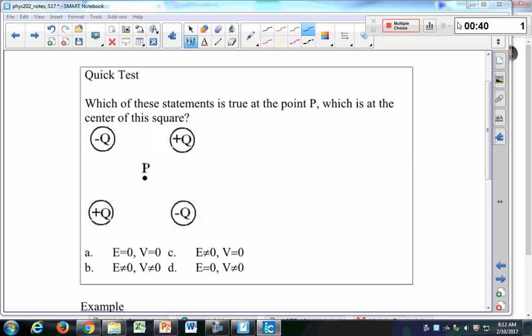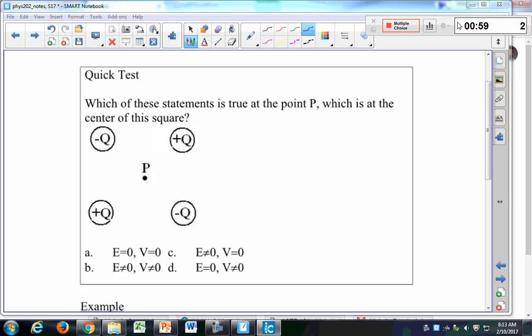So what you want to do here is ask yourself, do the potentials all cancel out at point P? That is, am I equidistant from an equal number of positive and negative charges? And then also ask yourself, what is the direction of the electric field at that point P? And does the electric field go to zero at that point?